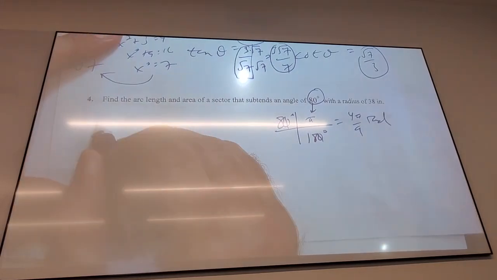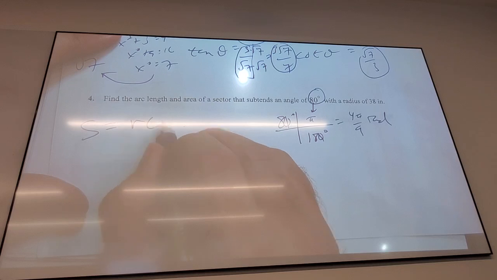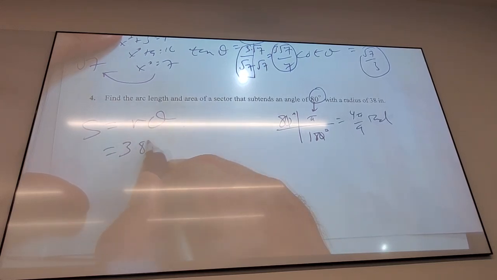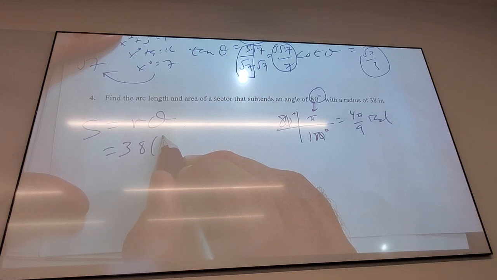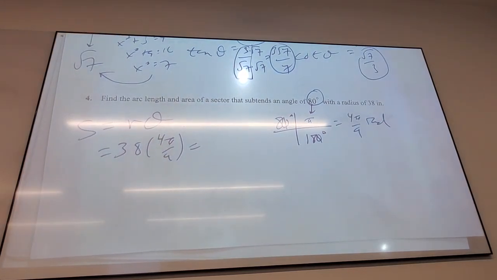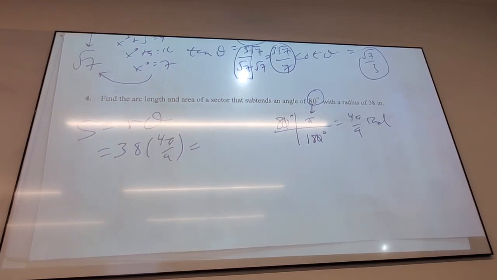So how do you get the arc length? R theta. R is 38. Theta is 4 pi over 9. And now you can throw that in the calculator. Because again, if I ask you how far Farmer Bob walked, and you tell me he walked 17 pi over 6 feet, I'm like, who are you? How far did the man walk?